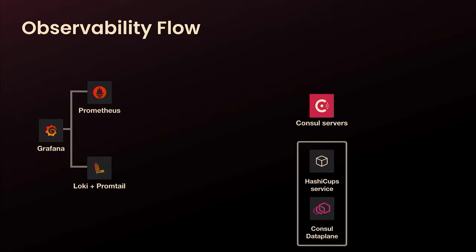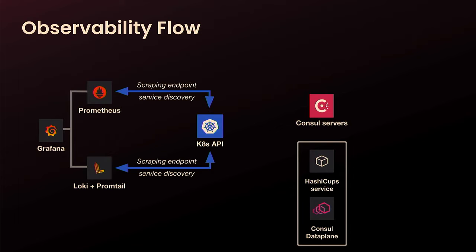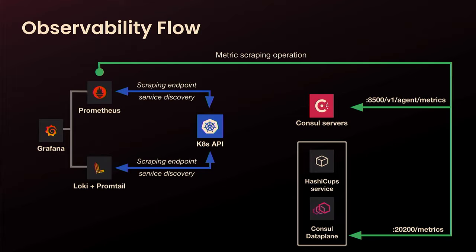So once observability features are enabled, how do Prometheus and Loki and Promtail know where to go hunting for the metrics and logs? Well, in a Kubernetes world like this one, the first stop is the Kubernetes API itself. Prometheus and Promtail essentially ask the Kubernetes API, hey, where are the scrapable metrics and logs that I can start gathering? And the Kubernetes API says, here you go. These are the services that have the appropriate annotations and the information available. Once Prometheus and Promtail complete that scraping endpoint service discovery, they get right to work.